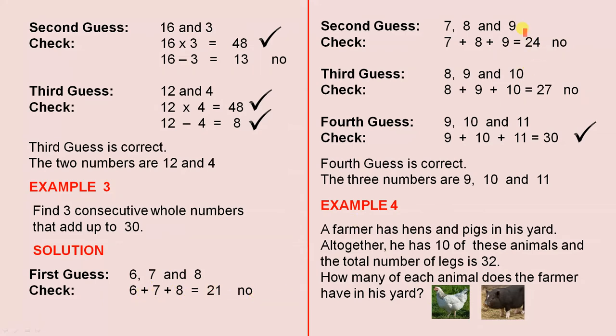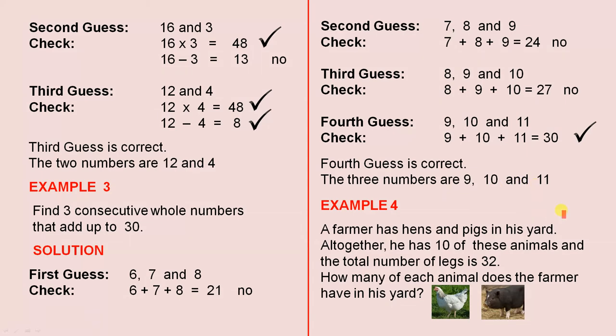No. Let's try 7, 8, 9. 7 plus 8 plus 9 is 24. No, that doesn't work. Let's try 8, 9 and 10. 8 plus 9 plus 10 equals 27. No, that doesn't work. Let's try 9, 10 and 11. 9 plus 10 plus 11 is 30, and that works. So the fourth guess is correct, so the three numbers are 9, 10 and 11.